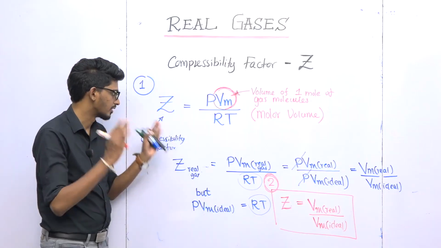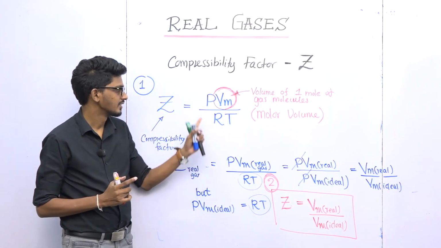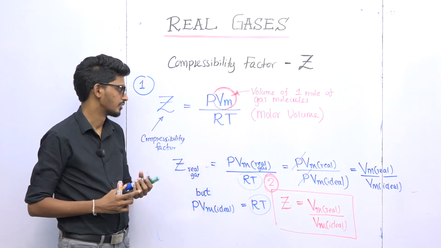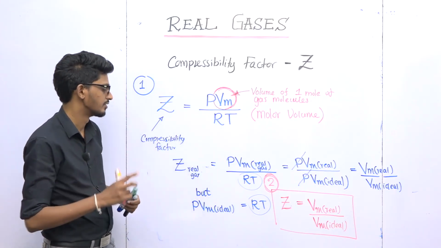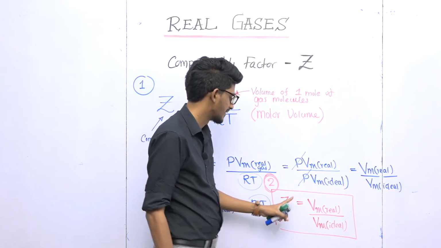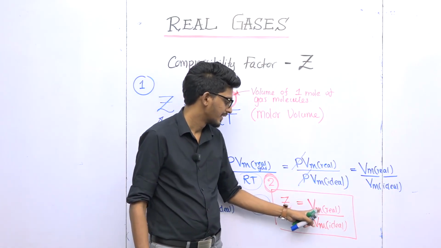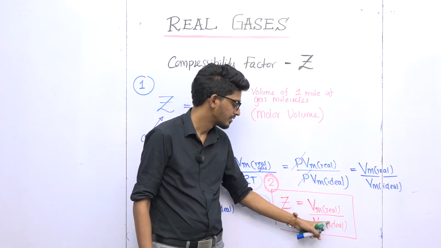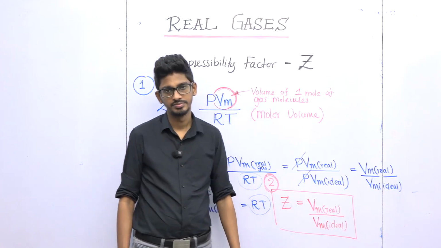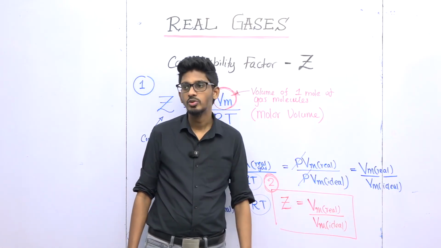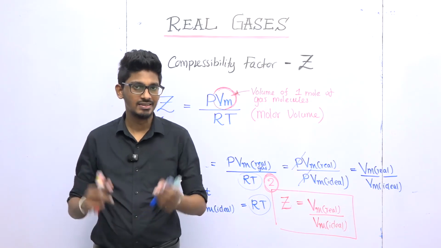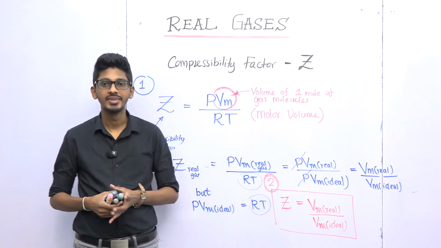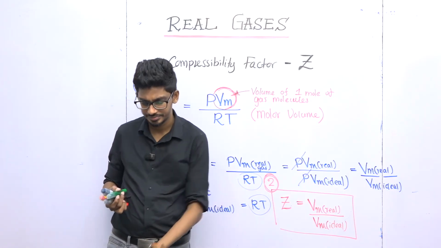The first thing is the compressive factor of a given gas is the ratio of PVm over RT. That value is referred to as the compressive factor of a given gas. The second definition is the compressive factor of a given gas is the molar volume of that gas divided by the molar volume of that gas if it behaves ideally at the same temperature and pressure. Those are the two definitions for the compressive factor given in your resource book. Okay, let's go to the note and see what they are saying there.